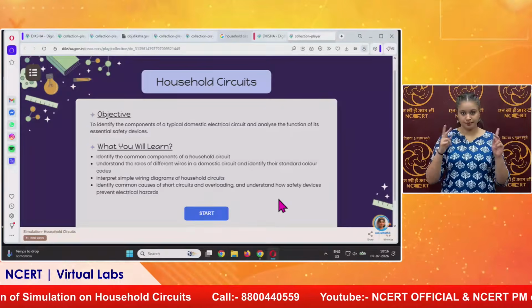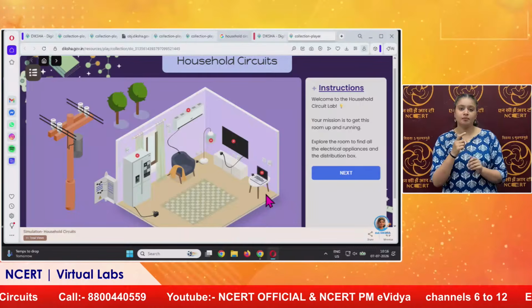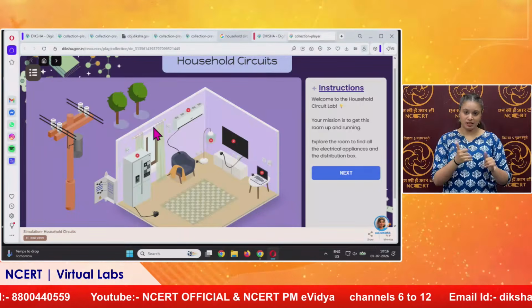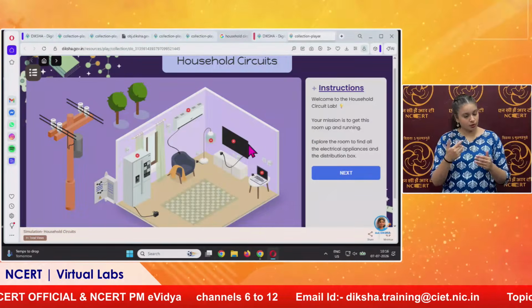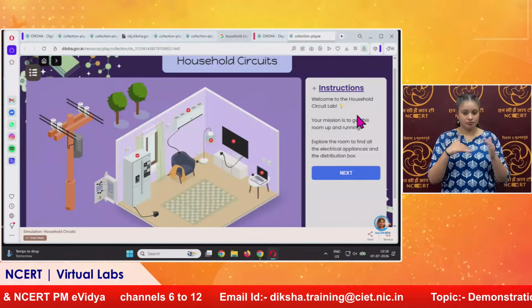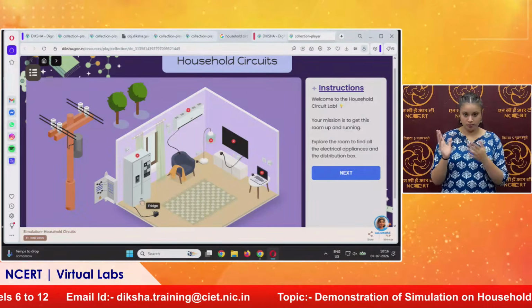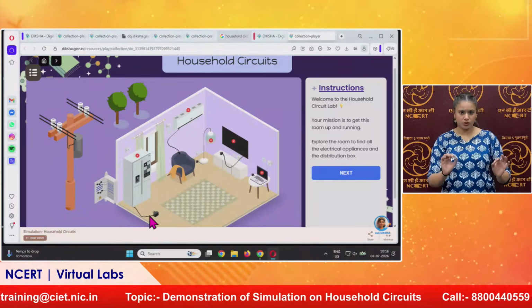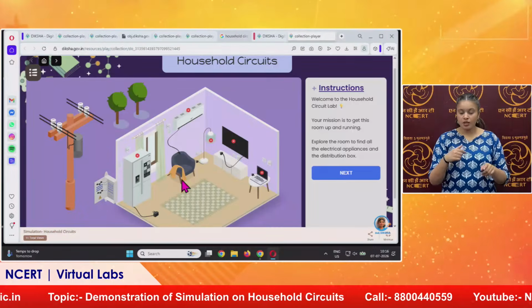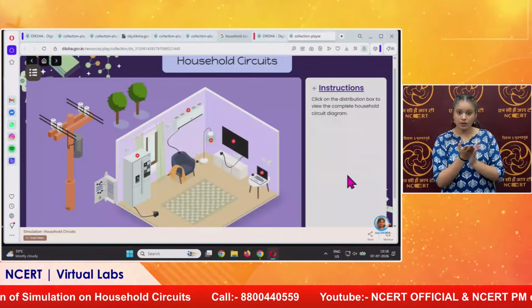All right. Now, let us start with this simulation part. It is a kind of activity in which a gamified version is also there. So, in kind of games, students can enjoy this entire setup, and they understand the concept also. Very nice. Welcome to the household circuit lab. What is its mission? To get a room up and running. In this we can see one fridge, a TV, all are not connected, the switchboards are not connected. So, by this activity students will connect all these appliances correctly and check whether they are okay or not.